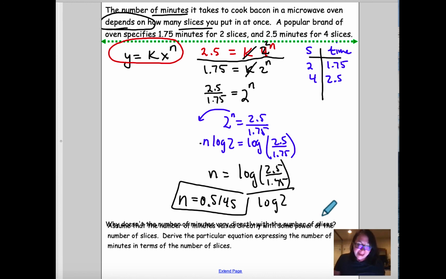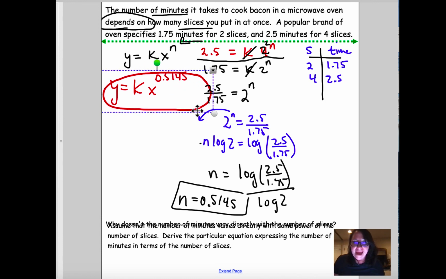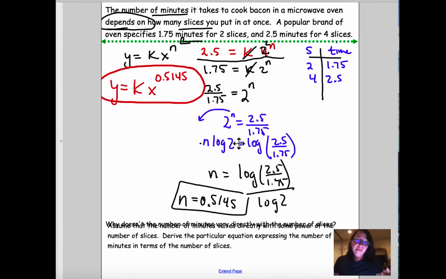So there's my n. That gives me n, and I can plug this in here, because in order to have an actual general equation, I can only have one unknown. So here we go. Y is equal to k x to the nth power, which is 0.5145. Now this right here is the value we need. That's our general equation.